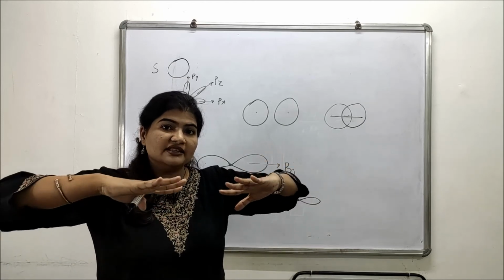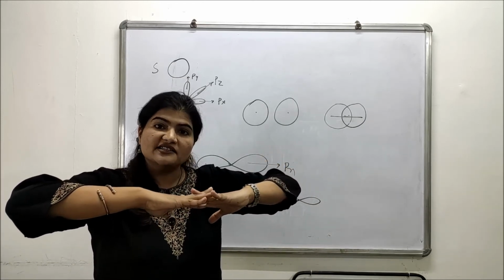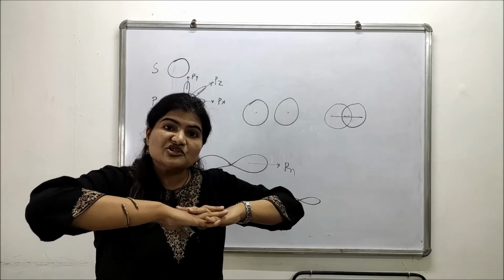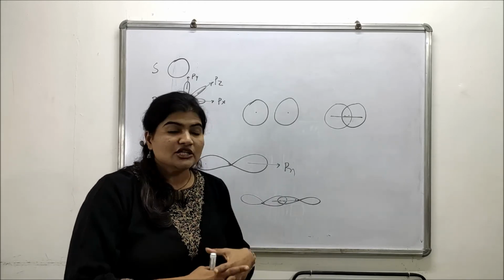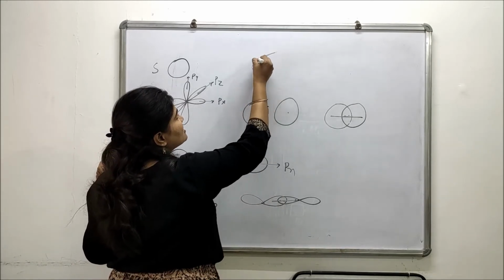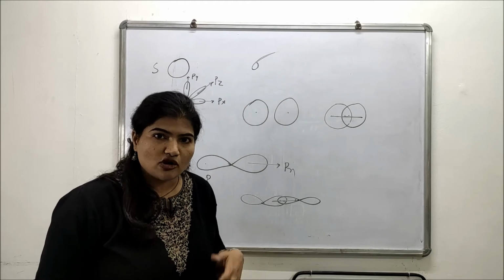They need to be in the same plane in order to axially overlap into each other. The end-to-end overlap must be possible directionally. So this is how a sigma bond is formed, like this. Sigma bond is formed. Okay, now let's talk about pi bond.